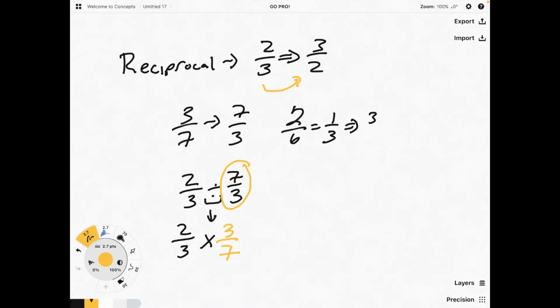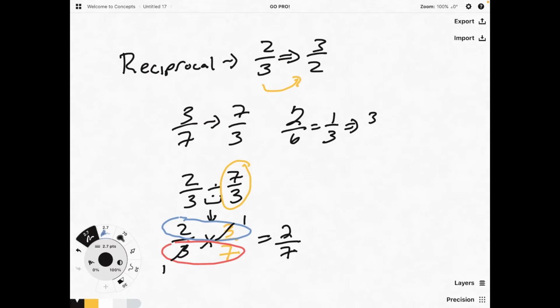From there, you can multiply the numerators and you can multiply the denominators. After we simplify, we see that these cancel out to get 1 and 1. This will simplify down to 2/7, and that is the final answer.